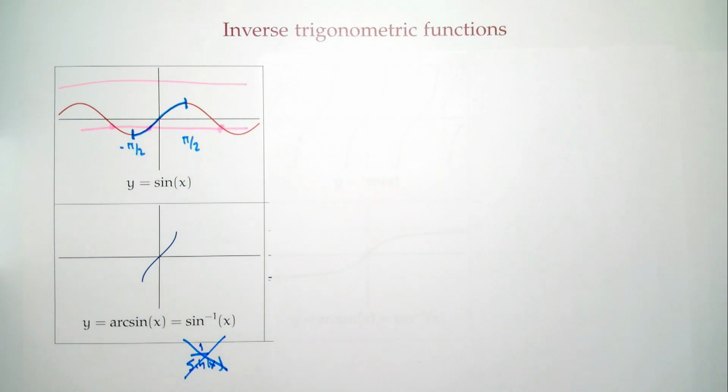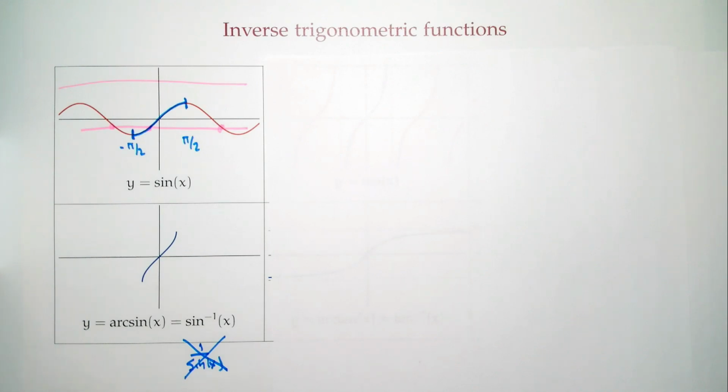So don't confuse that sine to negative 1. When you see that negative 1, that means an inverse function when you see it attached to trig functions. For other functions, it oftentimes means 1 over. So be careful. Be careful. That's why arc sine is less ambiguous.